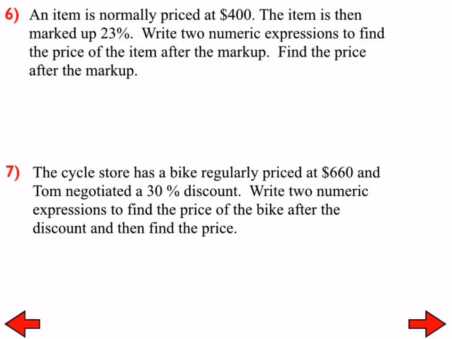If you go to Best Buy and buy something tonight, whatever you bought, they bought from somebody else, and they marked it up a certain percentage based on how much profit they want to make. So this is a perfect example of that. Well, the idea of marking it up is no different than the last problem that we did, number 5, where you were trying to figure out how long Carly's snowboard was, because hers was 14% longer. It's the same idea. And then in number 7, it says the cycle store has a bike regularly priced at $660, and Tom negotiated a 30% discount.